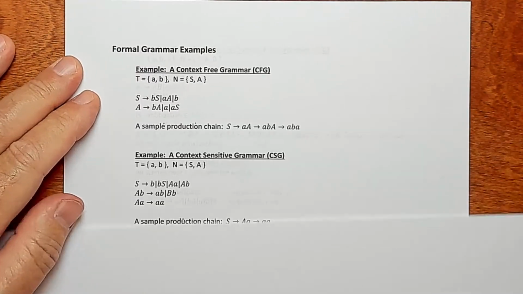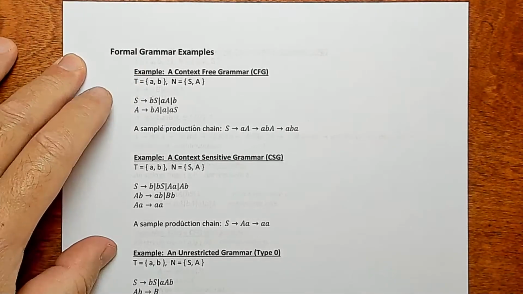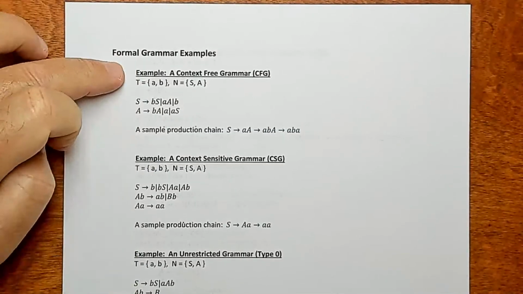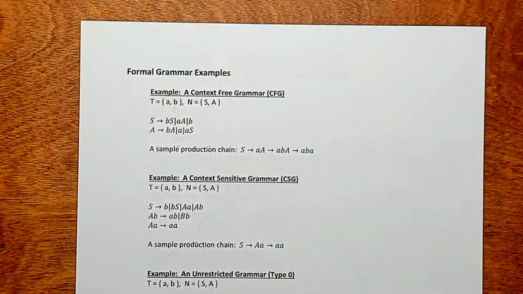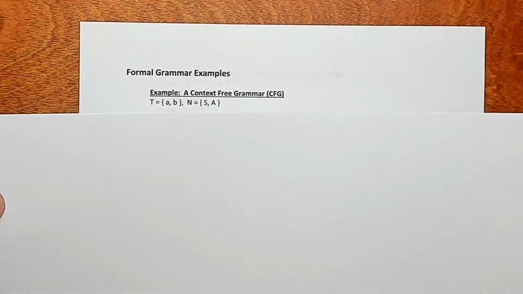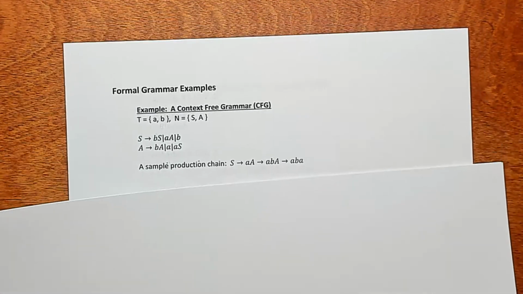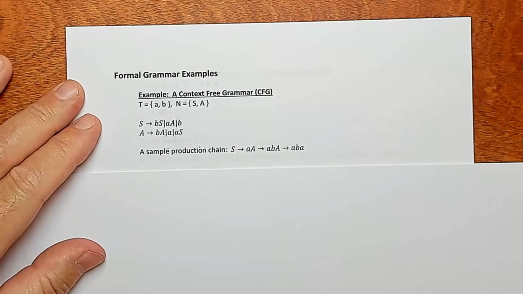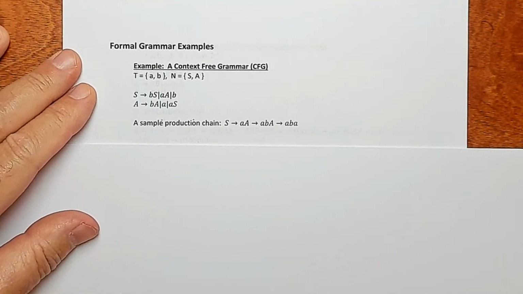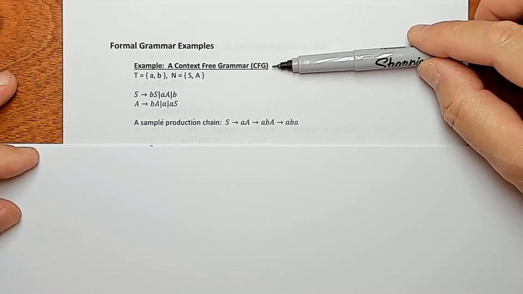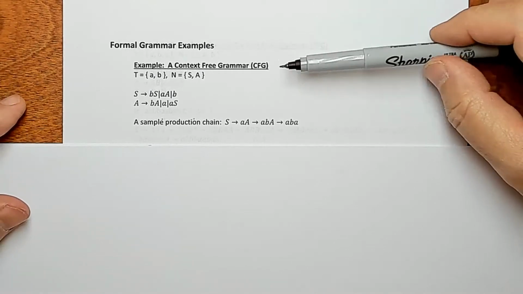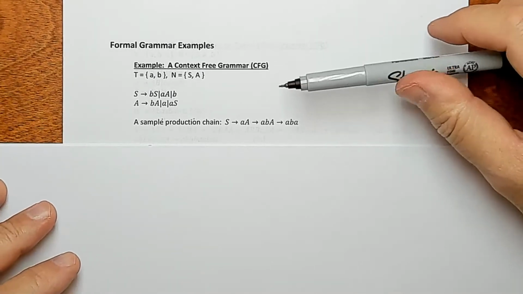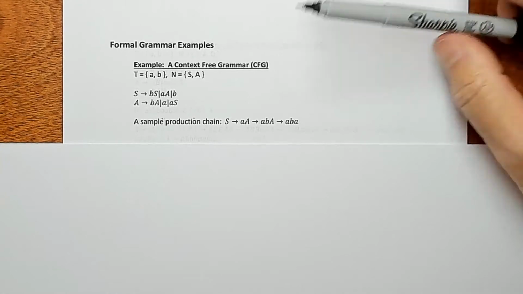So first of all, here's a context-free, a context-sensitive, and an unrestricted grammar. And then we'll look at just context-free. Context-free is what computer science deals with mostly. We just want to learn about the other two just so that we can avoid them.